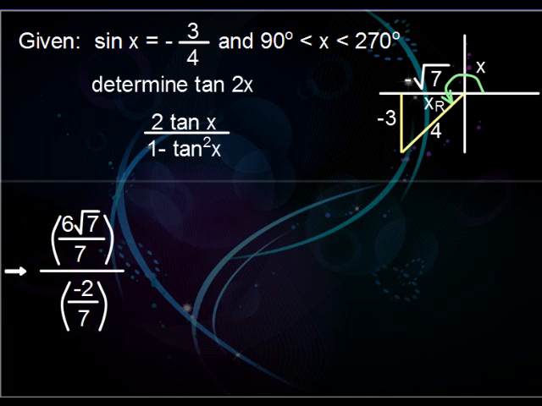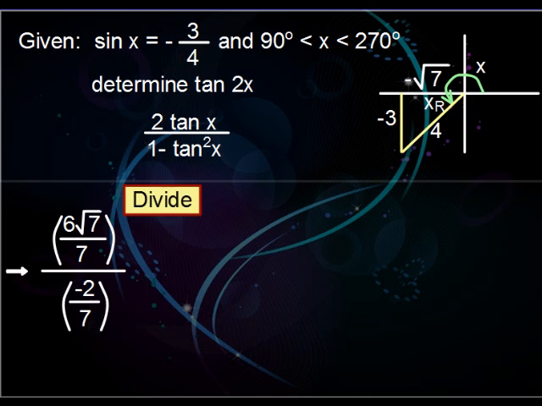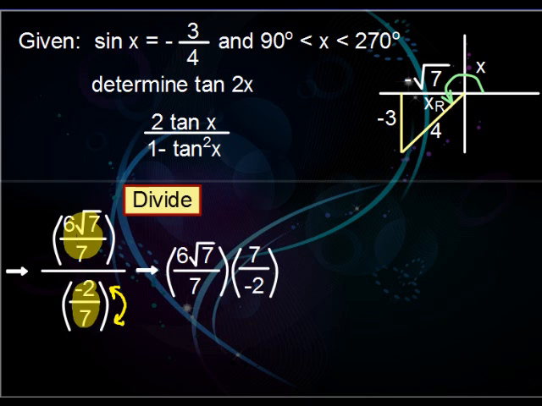Now that we have one fraction over one fraction, we want to go ahead and divide. Now recall that if you're dividing two fractions, namely this one divided by this one, what you're really doing is multiplying by the reciprocal of this one on the bottom. So we want to flip that over. Therefore, we end up multiplying this top part here by 7 over negative 2 instead.